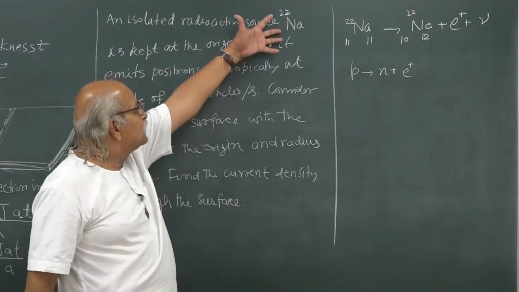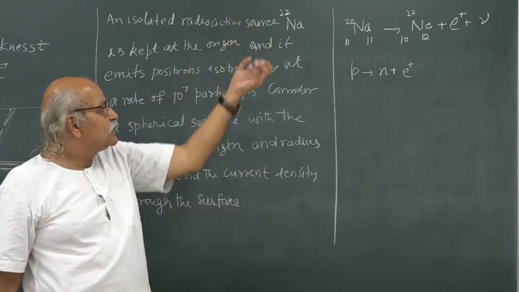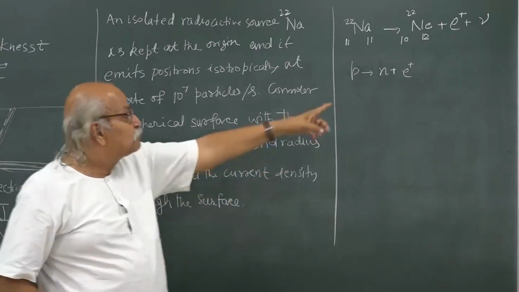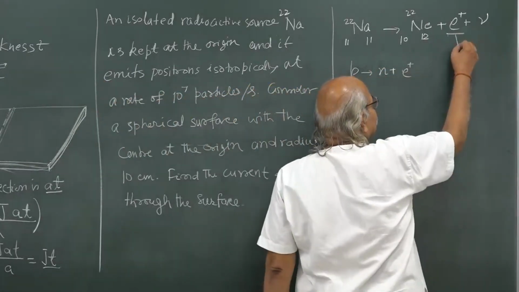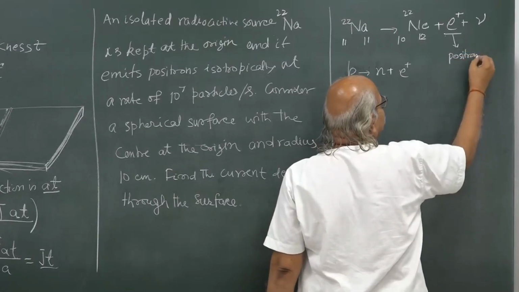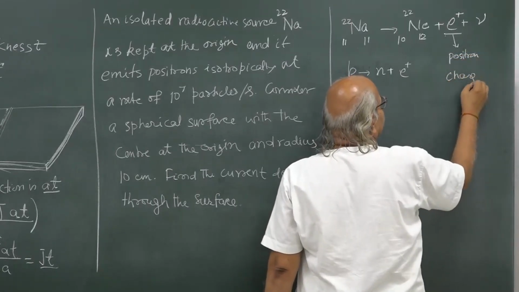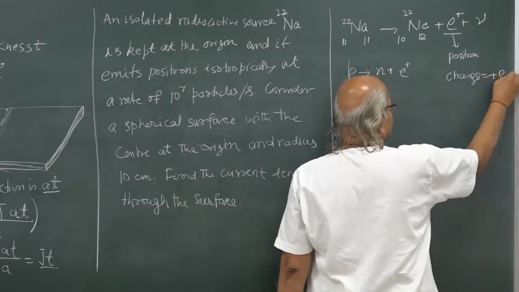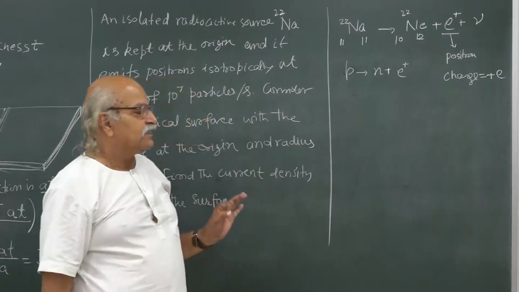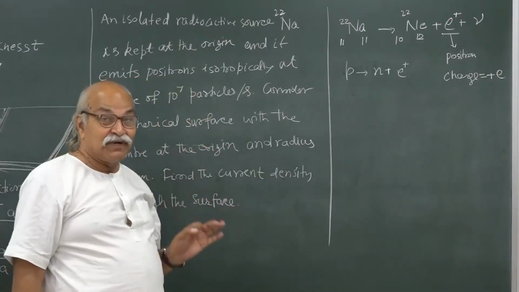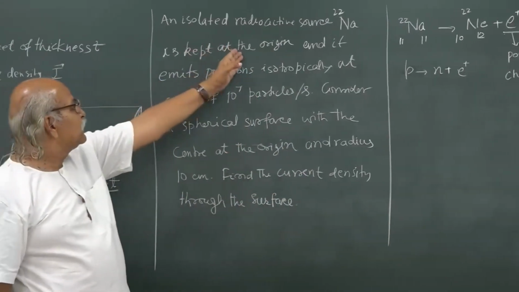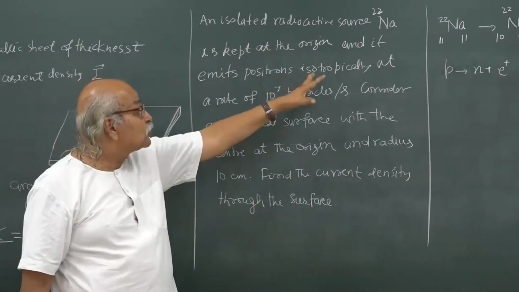So when you put this radioactive source sodium 22, it will keep on emitting these positrons. This is called a positron. The charge is plus e, the same as the charge on the electron but with positive sign, and the mass is the same as the mass of the electron. So it is kept at the origin and it emits positrons isotropically.